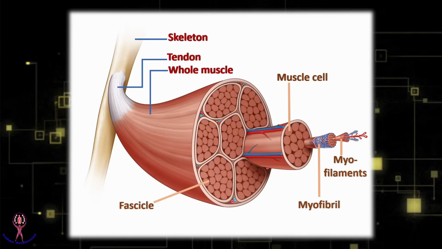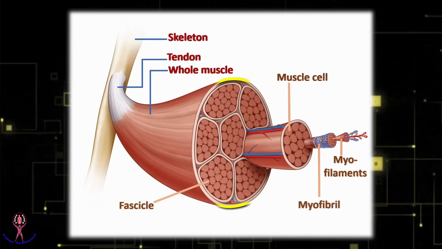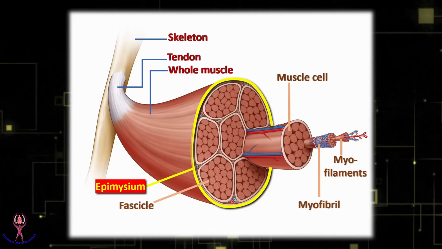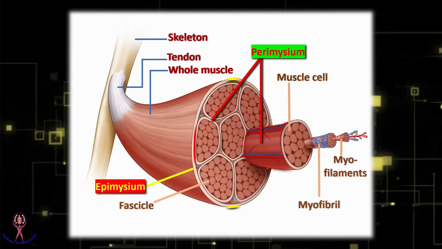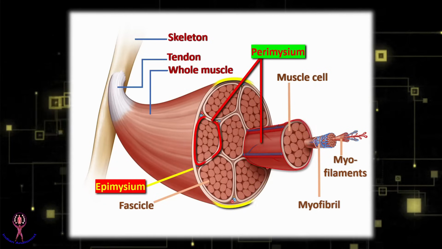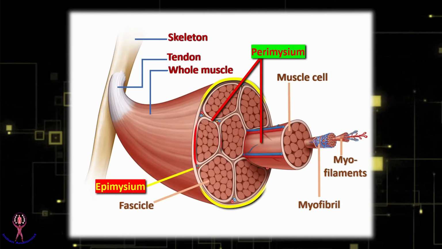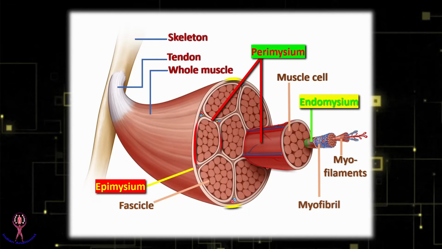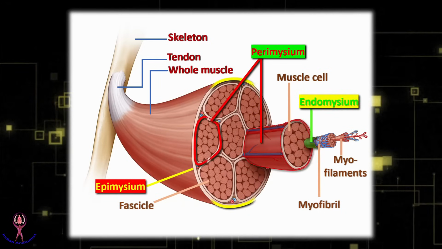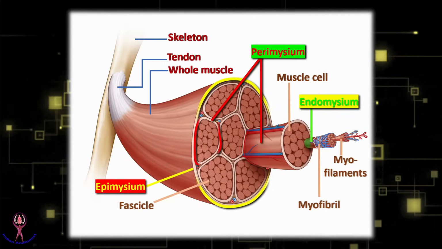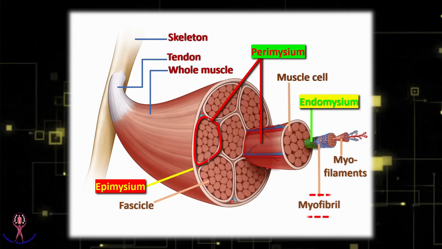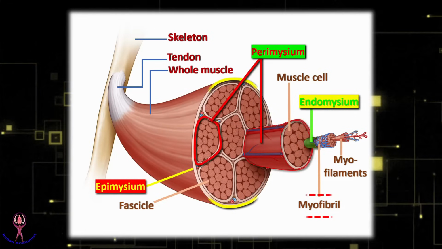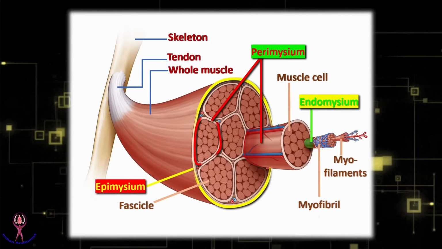Each skeletal muscle in our body is surrounded by a thick connective tissue covering, called epimysium. Inside the muscle are many muscle bundles or fascicles that are surrounded by a moderate connective tissue covering, called perimysium. Within the fascicle, many skeletal muscle fibers or cells are present, which are surrounded by a thin connective tissue membrane called endomysium.